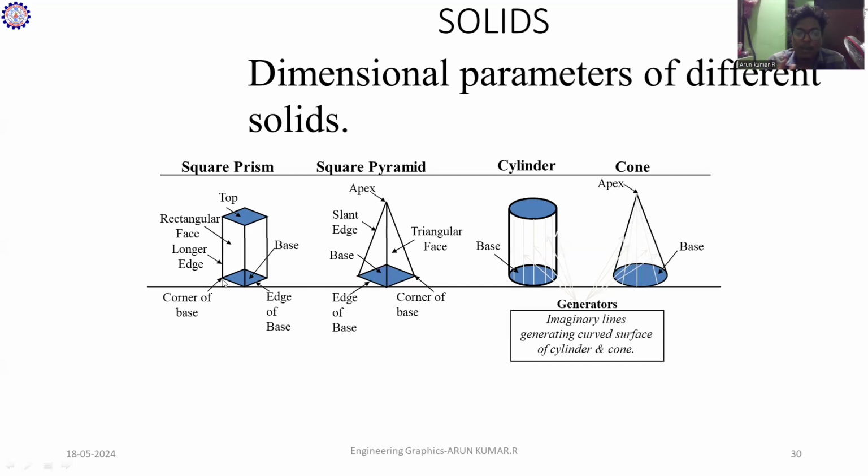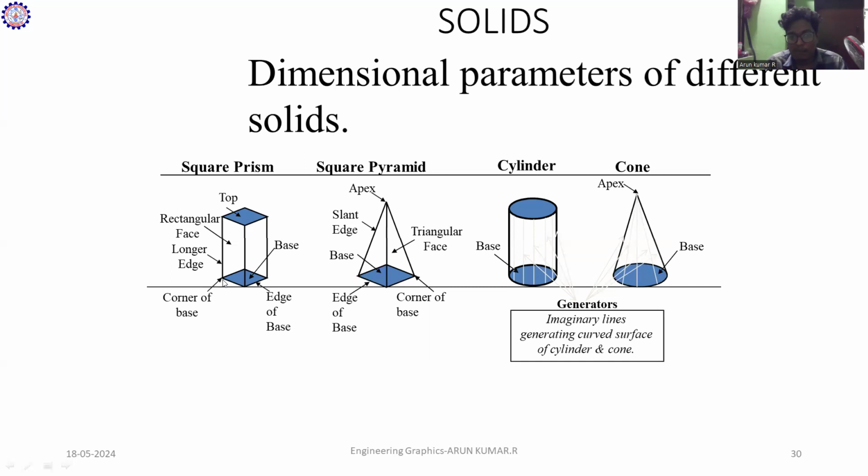In the prism category there are always rectangular faces. For example, the square prism has four rectangular faces, and a pentagonal prism has five rectangular faces. So the prism category always has only rectangular faces. That is a key indication for solving various numerical problems. All the corners of the base are joined to the top, and that is called the longer edge of the given solid. These are the terminologies for solving problems based on the prism.